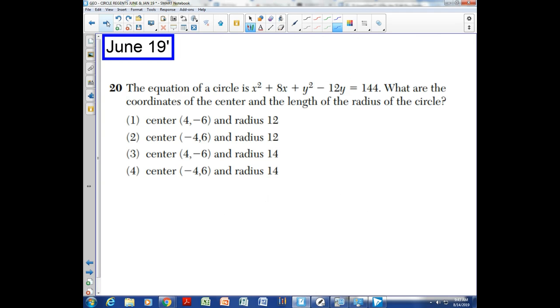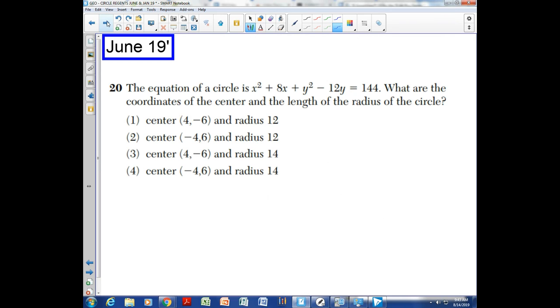Okay, here's a problem that has to do with the equations of circles. I see that they kind of have it in a standard form. The equation of a circle is x squared plus 8x plus y squared minus 12y equals 144. What are the coordinates of the center and the length of the radius of the circle?